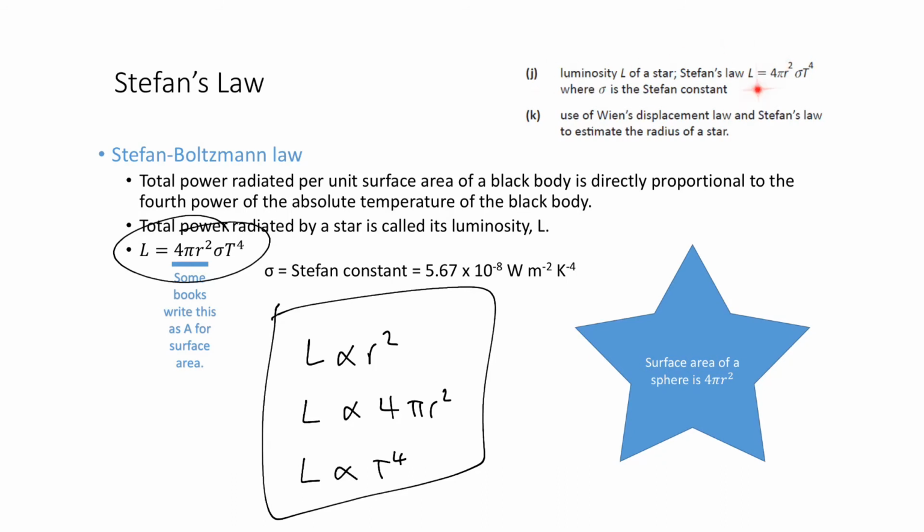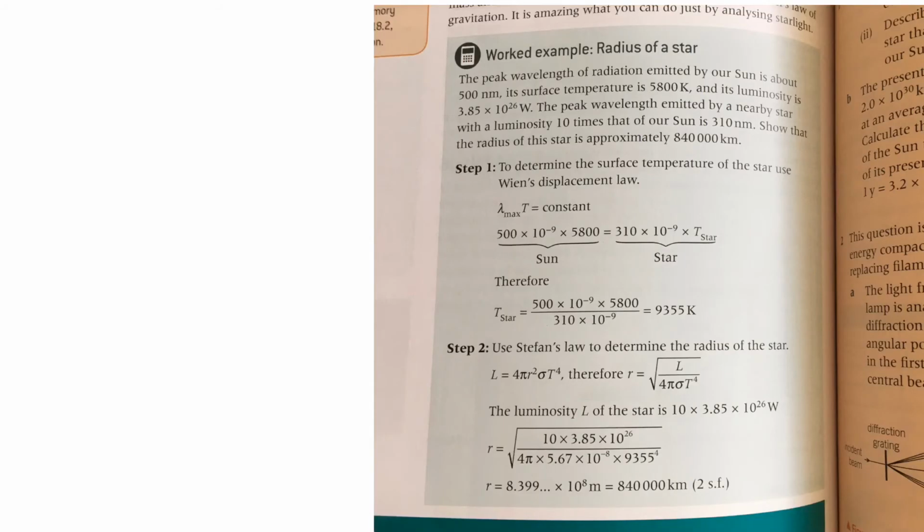So that certainly goes through this bit, but what we haven't yet done is use Wien's displacement law and Stefan's law to estimate the radius of a star. So in your book there is a worked example. The peak wavelength of radiation emitted by our Sun is about 500 nanometers and its surface temperature is 5800 Kelvin, and its luminosity is 3.85 times 10 to the 26 watts. The peak wavelength emitted by a nearby star with a luminosity 10 times that of our star is 310 nanometers. Show that the radius of this star is approximately 840,000 kilometres.